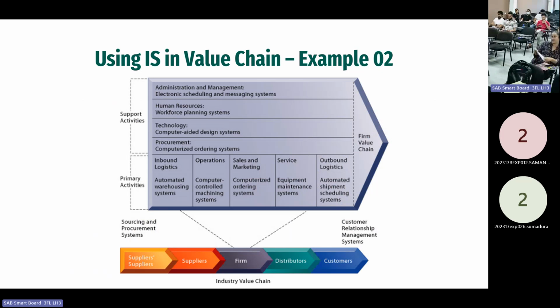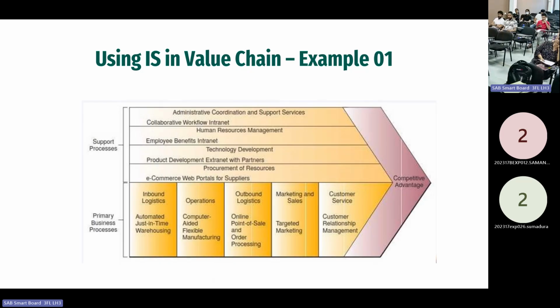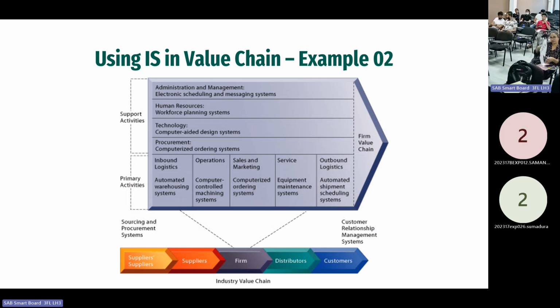So we are talking about the automated warehousing system, computer controlled machinery systems, and for sales and marketing, the computerized ordering system. So here, the service we are talking about is inside. Earlier, the service was referring to the customer service. So here we are talking about an equipment maintenance system, maybe inside the organization related to the inventory equipment maintenance.